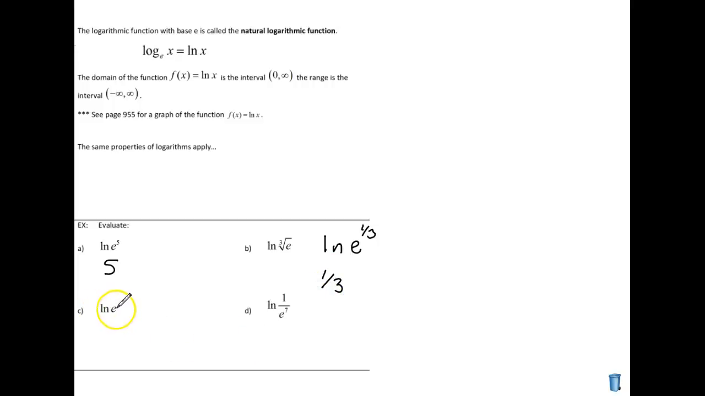Natural log of e, this is an interesting one. Remember that would be like log base b of b. This is just 1. And then the natural log of 1 over e to the 7th, that's the natural log of e to the -7, so what we're left with in this case is just -7. The same properties of logarithms that we talked about with regular logs apply.